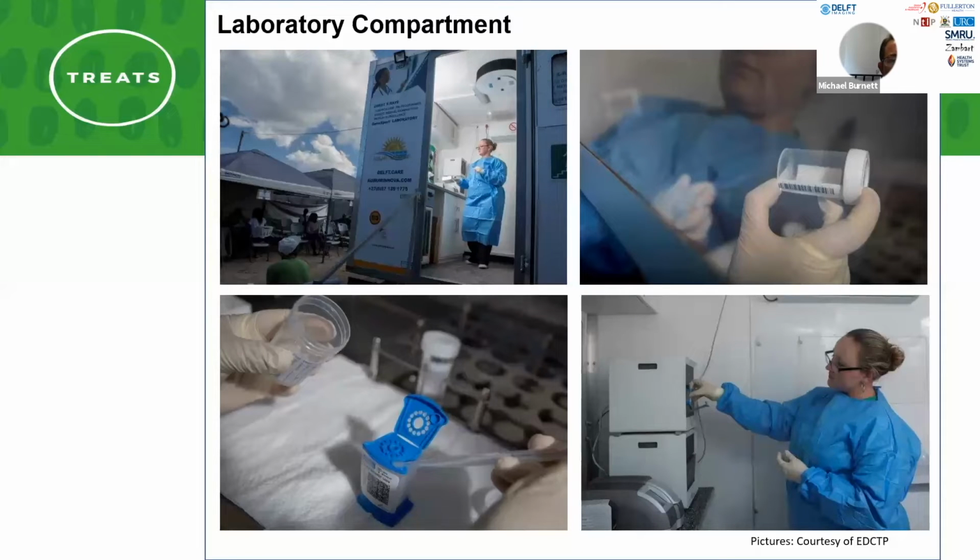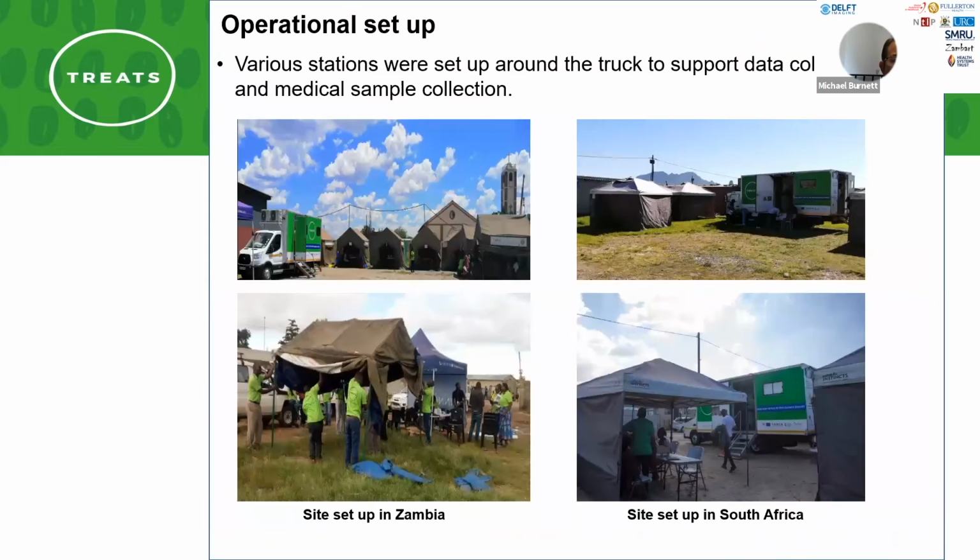And then these are some pictures of the laboratory compartment with one of our previous lab techs, where we had the GeneXpert machines and the lab could run the sputum samples on site. Next slide.